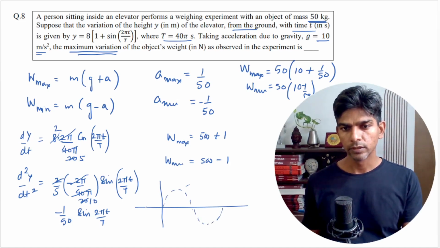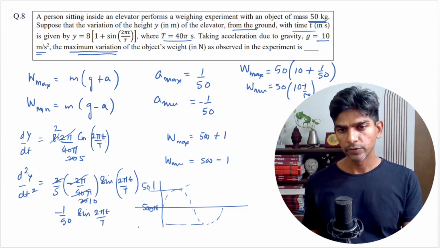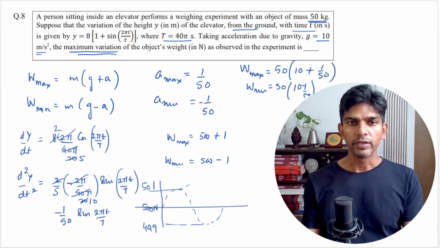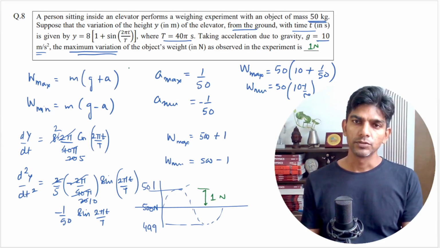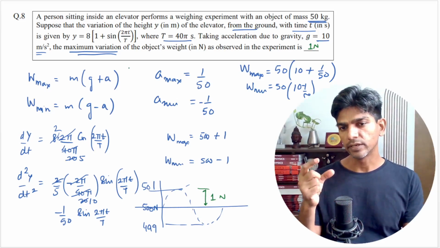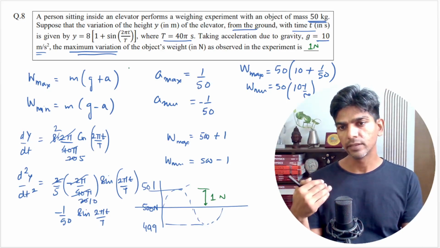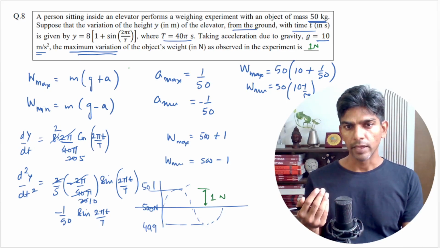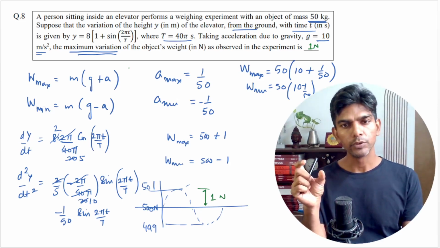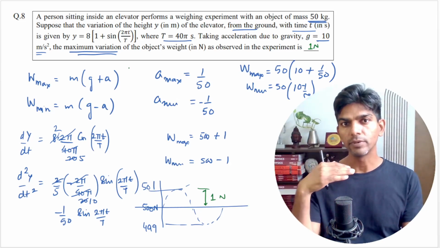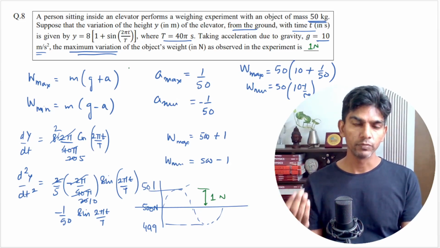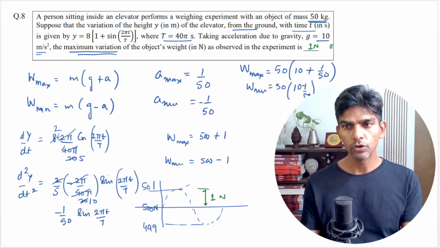So this value, this is 500 Newton, and this is 501, and this value is 499. So the variation from the mean value is 1 Newton. So if the examiner wants you to find the variation or the difference in the maximum and the minimum weight, then the answer will be 2 Newton. Or actually, the statement is ambiguous. If they're talking about maximum variation, it should be how much it is varying from the mean value, right? So the correct answer should be 1 Newton, or they should also give 1 Newton or 2 Newton, right?